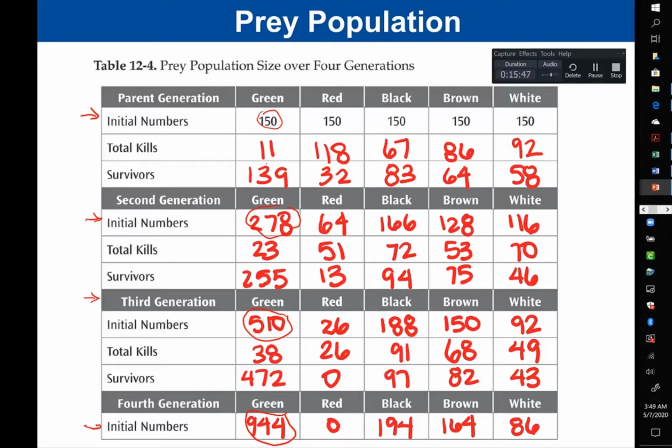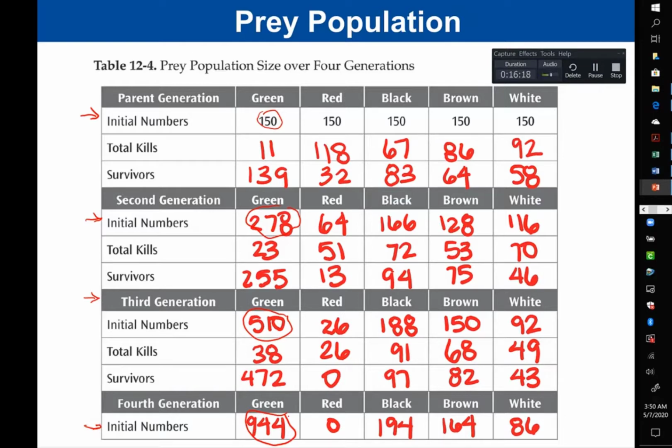So in the first generation, the number of survivors for the green beans was 139. So if each of those reproduced, the next population size would be 278. So in the second generation, there would be 278 individuals. And then in the third generation, there would be 510. And in the fourth generation, there would be 944. So those are the numbers that you want to graph.